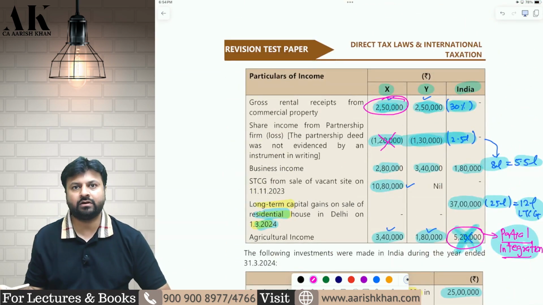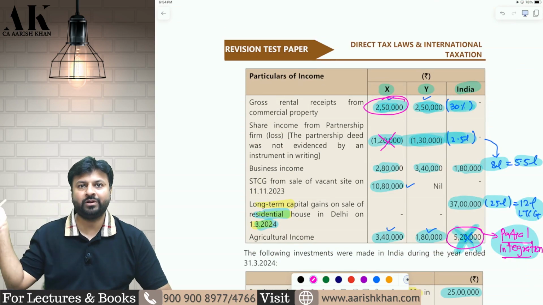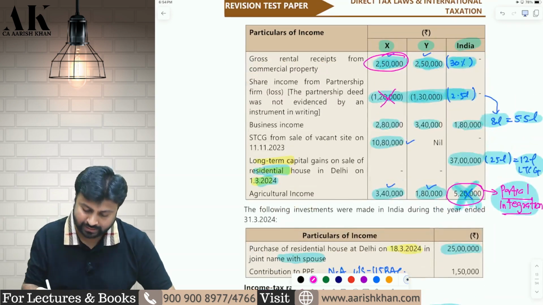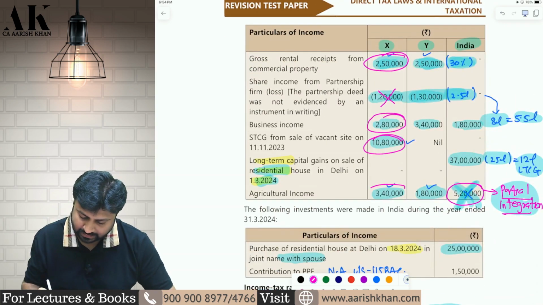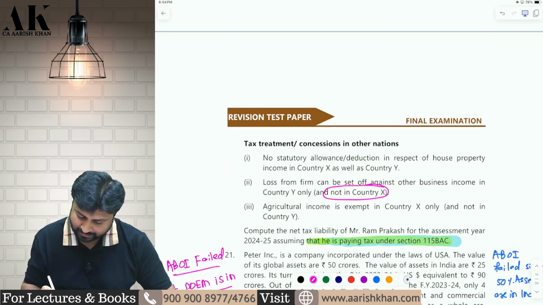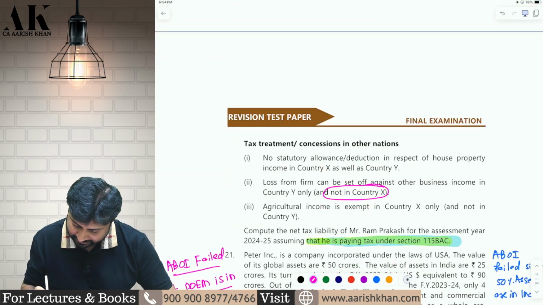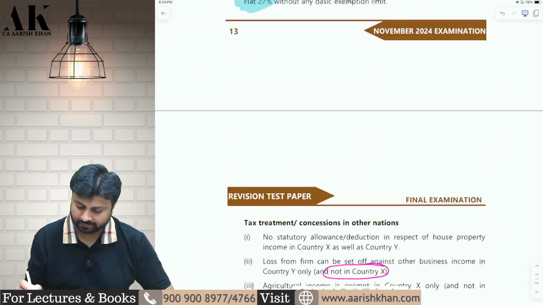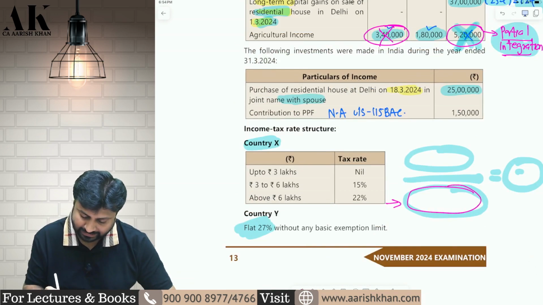So now don't take the set off of this loss in country X, because now you are computing the tax of country X. So don't take the set off. In that country it is not allowed. Then take the business income, then take the STCG, and then take the agriculture income also. Agriculture income is exempt in country X, so don't take the agriculture income in the total income. Whatever is the total income, apply these slab rates on that.